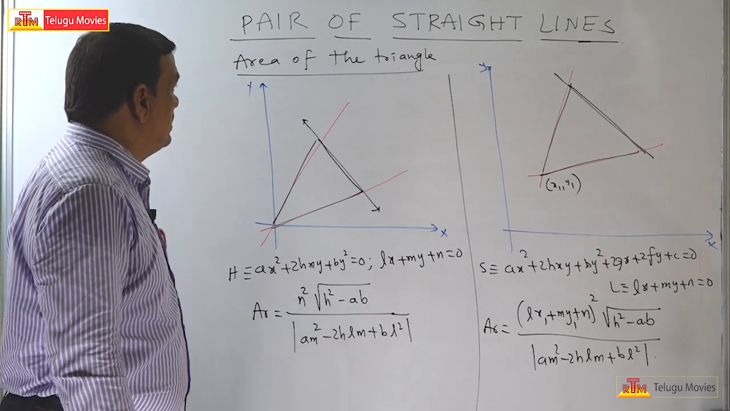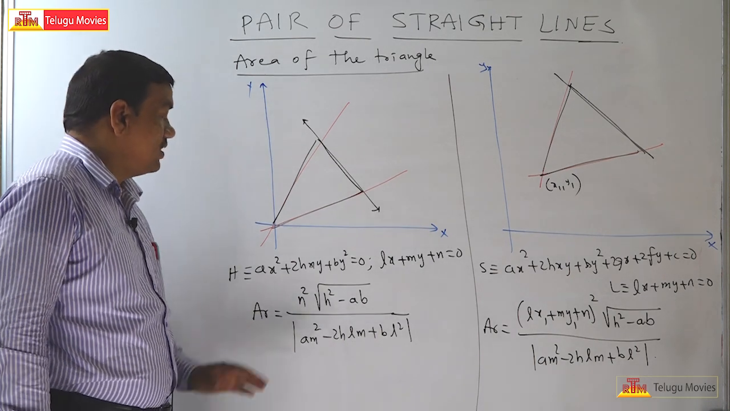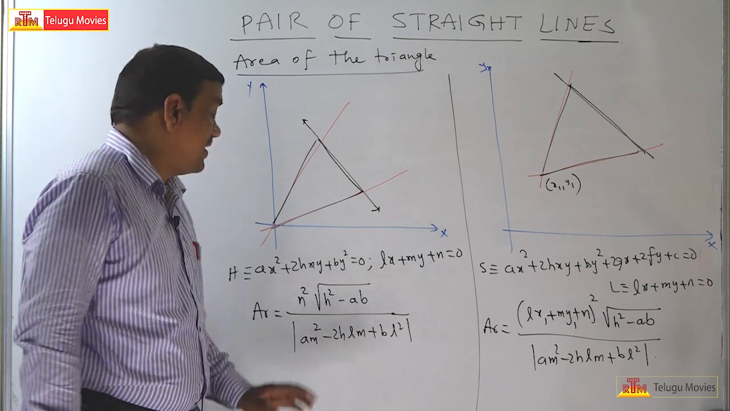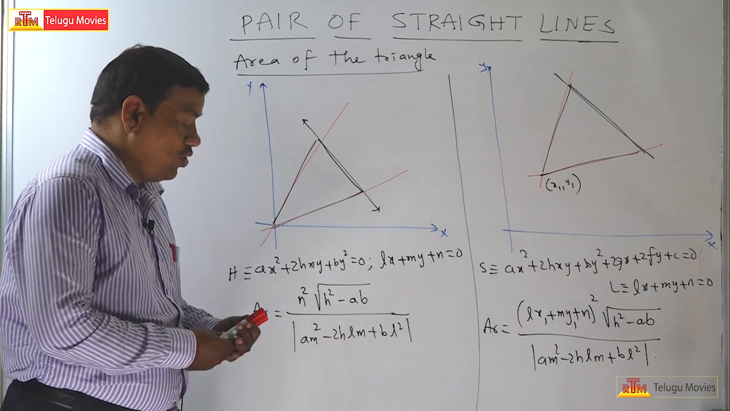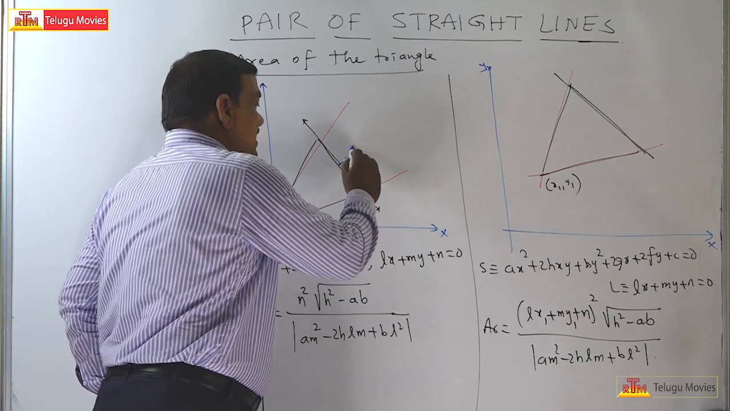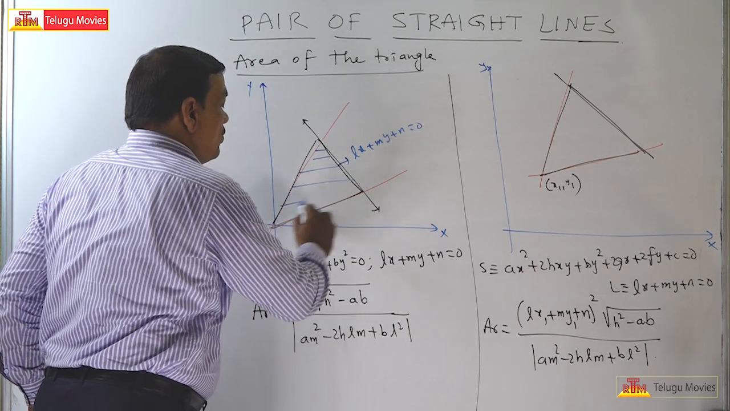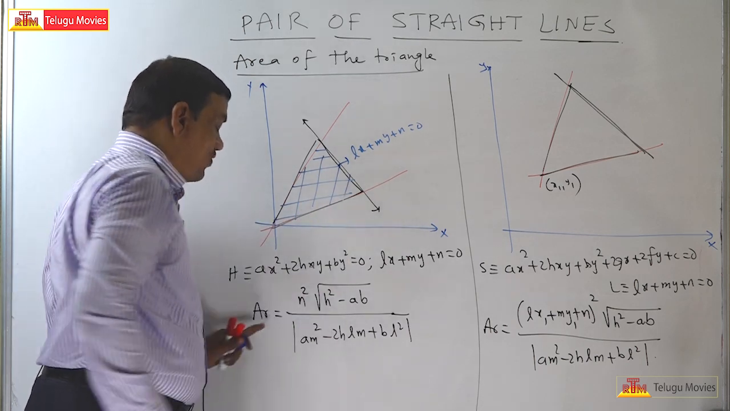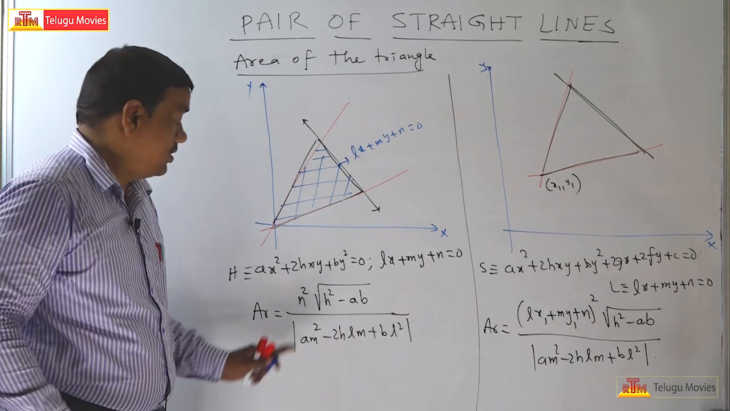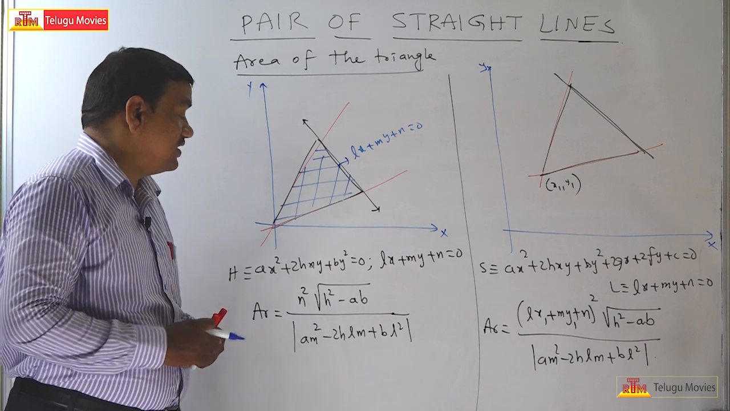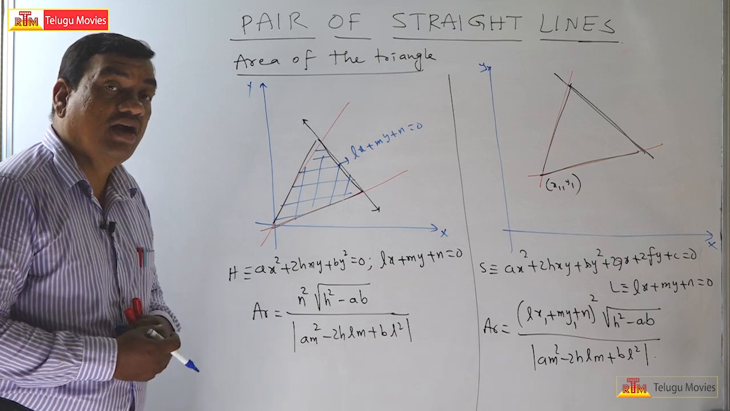Welcome back to this concept. This is the area of the triangle. In yesterday's class I explained the area of the triangle formed by the pair of lines ax square plus 2hxy plus by square is equal to 0 and the line lx plus my plus n is equal to 0. If you want to find the area of this triangle, the formula is n square times the square root of h square minus ab, upon modulus of am square minus 2hlm plus bl square. This is the formula for finding the area of the triangle.